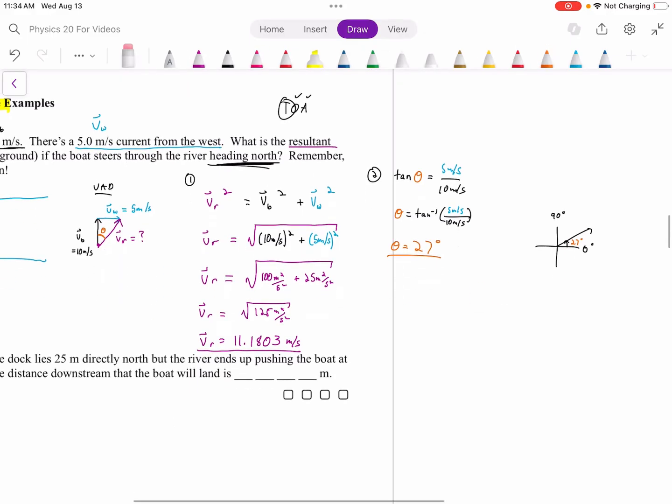We could say 27 degrees. And in this case, if we say, okay, we've got north, we've got east, we know that this angle is 27 degrees.